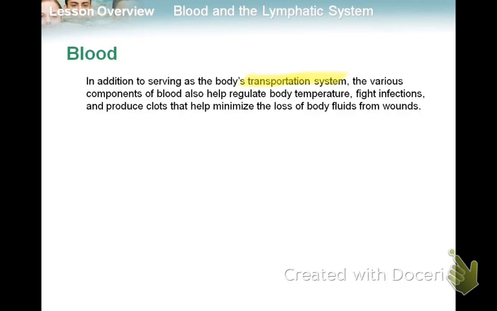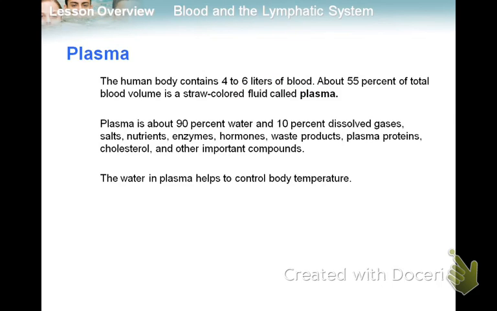The various parts of the blood can help regulate body temperature, fight infections, and produce clots that minimize body fluid loss from wounds. The liquid part of the blood is called plasma. Every human body contains 4 to 6 liters of blood, so you can visualize the amount there. About 55% of that, so over half, is the liquid part of the blood called plasma. It's kind of yellowish colored.